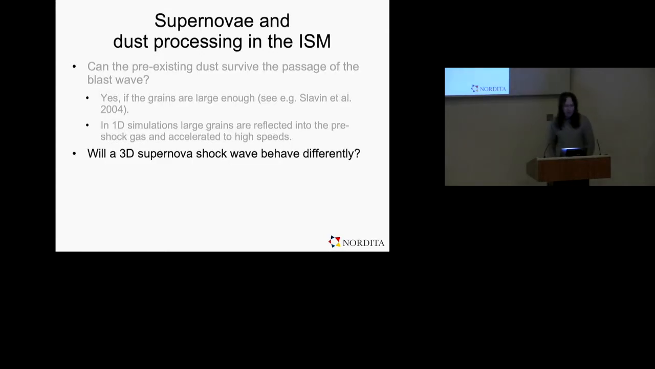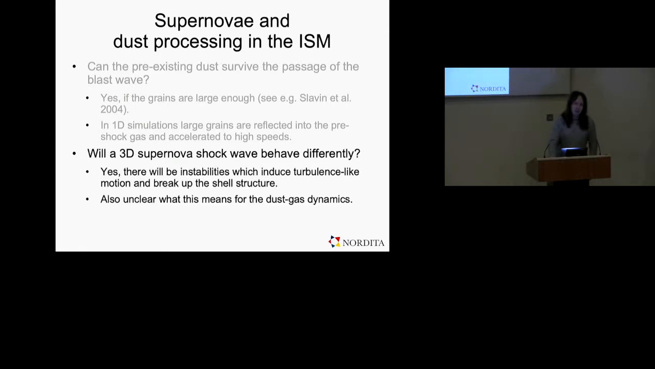Another thing you can ask is, will a 3D supernova shock behave any differently compared to a spherically symmetric one? And, well, again, the short answer is yes. You will have instabilities, and it will break up and look quite beautiful, in fact. But it's also quite unclear what happens to the dust grains in this case. Are they actually affected by the instabilities or not? So that's what I've been studying here.